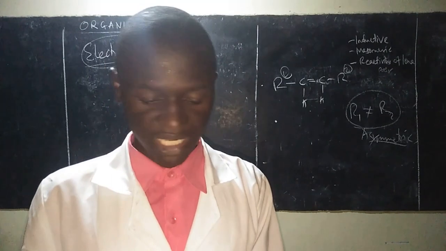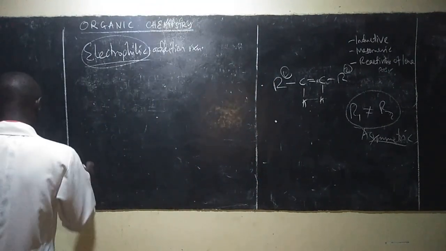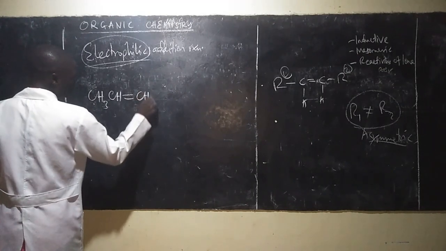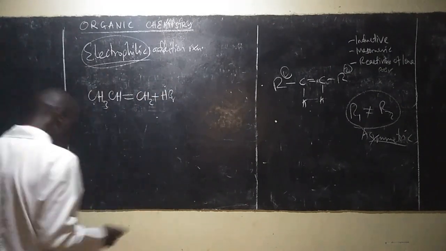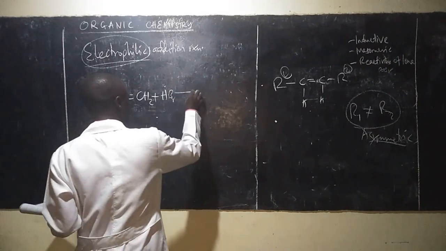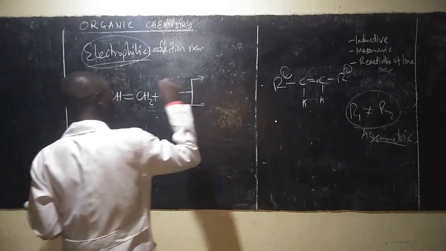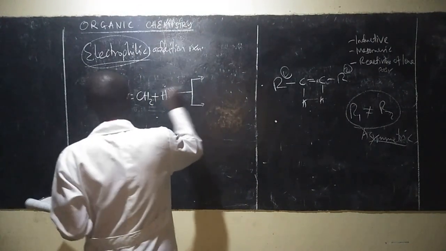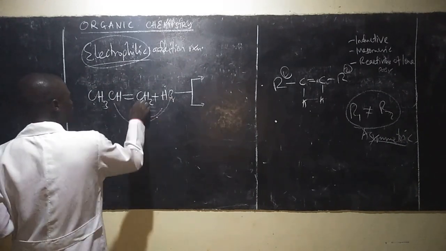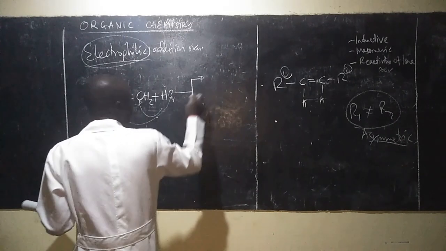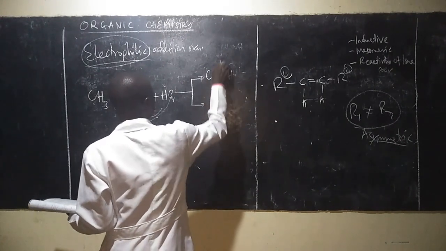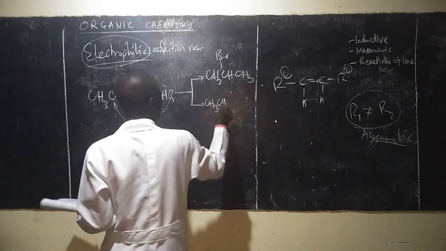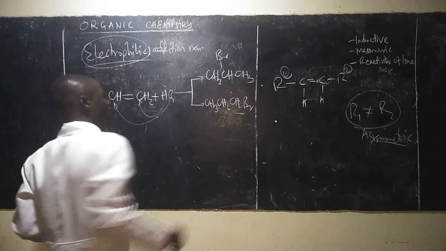Now let's go to asymmetric alkene. Let's say you have CH3-CH=CH2 plus hydrogen bromide. If you have this reaction, then you will have two products. We'll have two products, and one of them will be the major and the other the minor. Whether the bromine attaches here or here, the product is different. So you may have CH3-CHBr-CH3, and then you may have CH3-CH2-CH2Br.